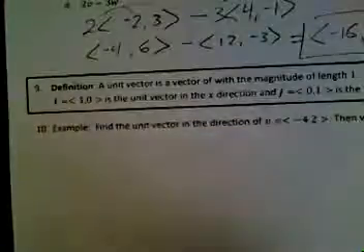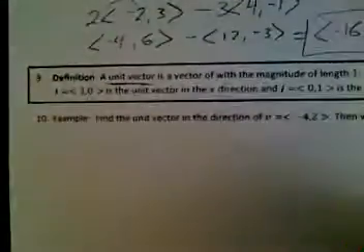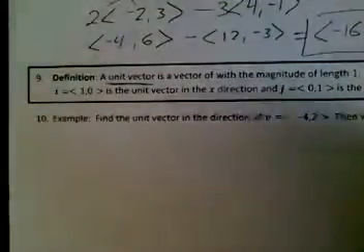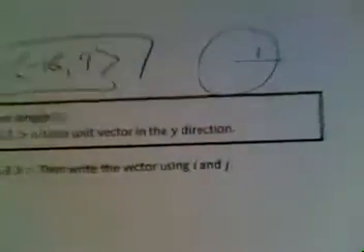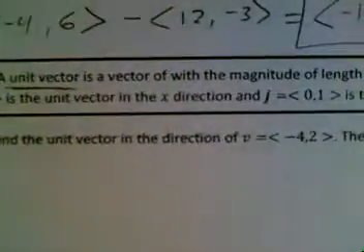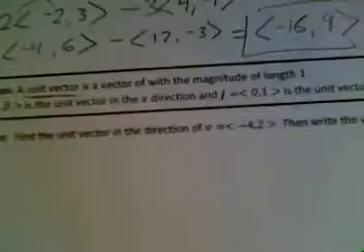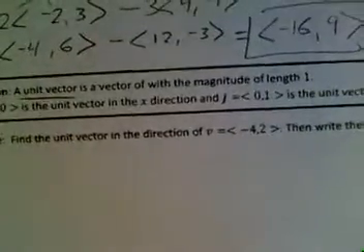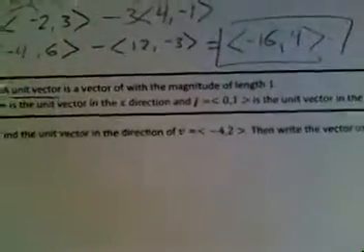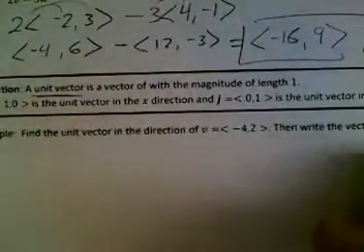A unit vector. What is a unit circle? A unit circle is a circle with what? The radius of length 1, right? I'm going to draw that picture right there. Unit circle. Well, what's a unit vector? A vector with magnitude of 1, right? Now we have 2 very specific unit vectors.